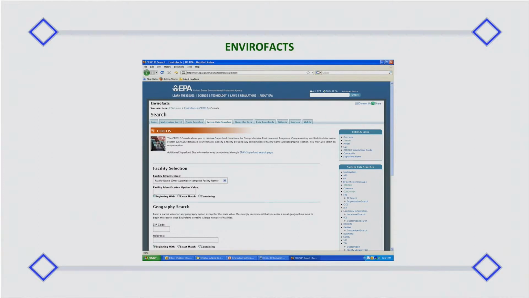EnviroFacts is a single point of access to select EPA environmental data. This website provides access to several EPA databases to provide you with information about environmental activities that may affect air, water, and the land anywhere in the United States. With EnviroFacts, you can learn more about these environmental activities in specific areas. You can generate maps of environmental information and obtain facility information, including toxic chemical releases, water discharge permit compliance, hazardous waste handling processes, Superfund status, and air emissions estimates.